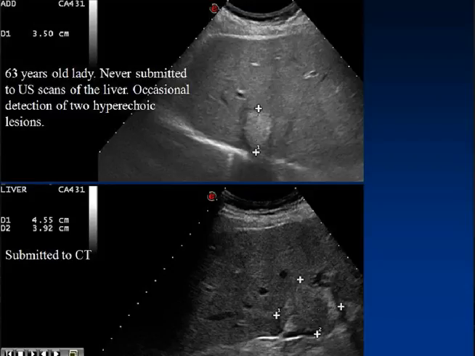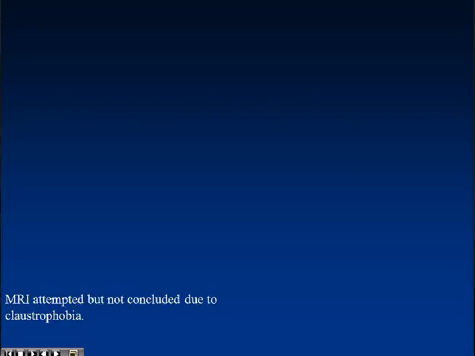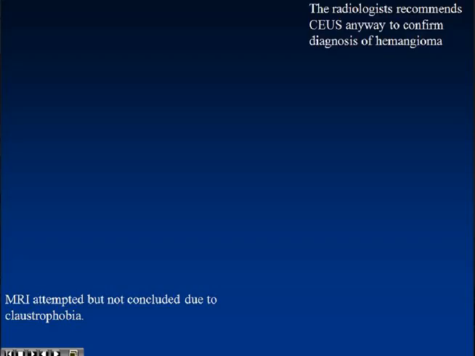This is a case that we have seen just a week ago. A 63-year-old lady, never submitted to ultrasound scan of the liver, occasional detection of 2 hyperechoic lesions, this one, which seems to be a hemangioma, and this more atypical. This is the CT she brought with her that said that this lesion did not have washout. It did fill in, because this appears less echoic, less intense than in this phase. And there was a suspicion of hemangioma, but I don't know why the radiologist recommended MRI. She attempted it, but due to claustrophobia, she could not stay in the machine, and so it was not performed.